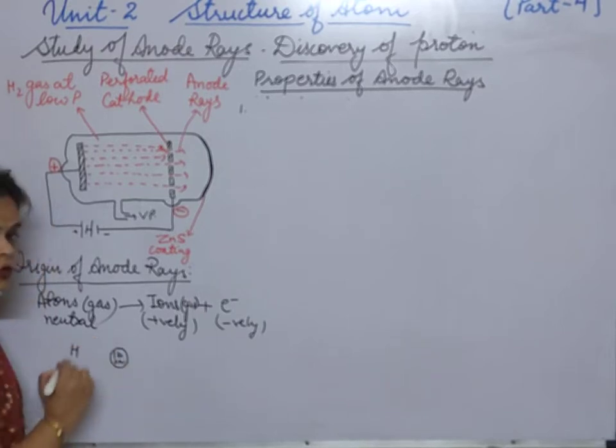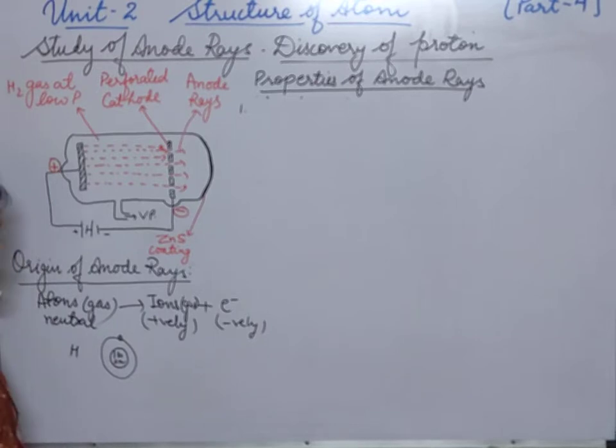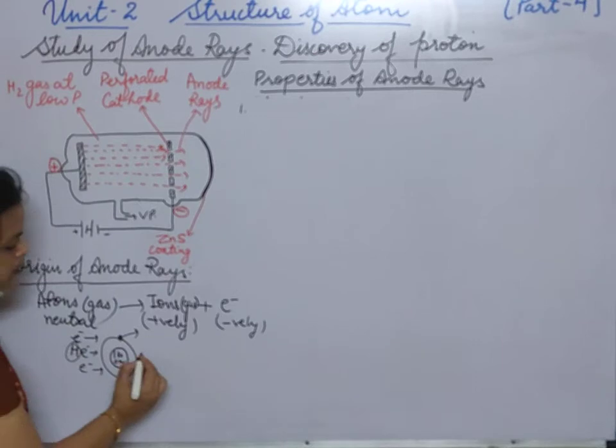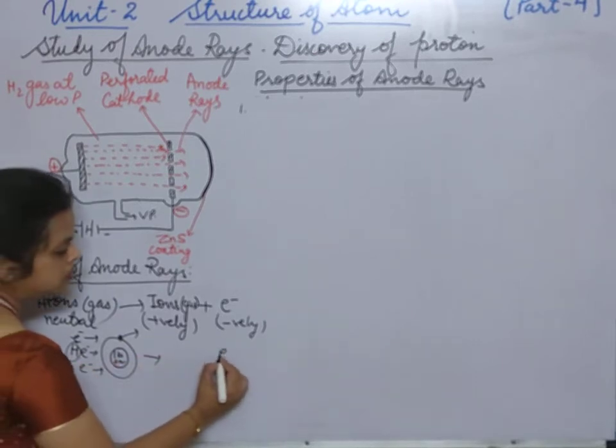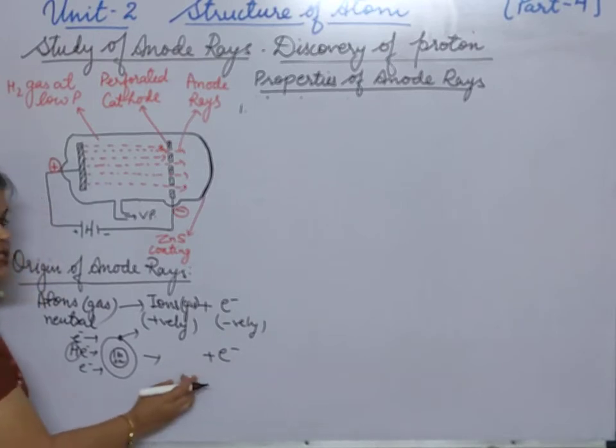Now when hydrogen gas was taken, inside the nucleus we have one proton and zero neutron, and outside there is one electron. Now when the cathode rays were moving, in between on their path they met the hydrogen atoms, and when they met the hydrogen atoms, they knocked out this electron. When they knock out this electron, what is left behind? When one electron has come out, what is left behind?